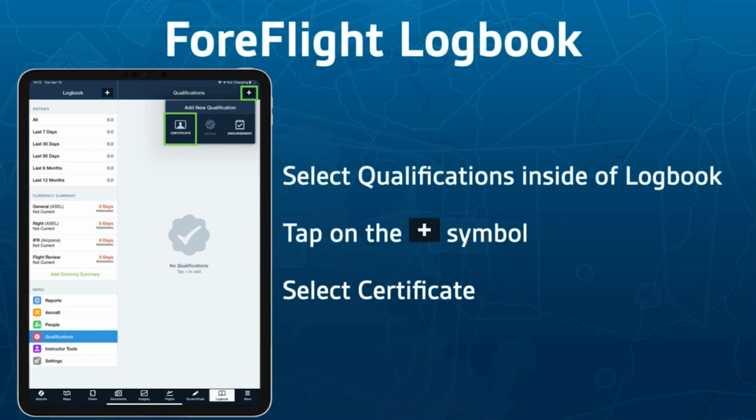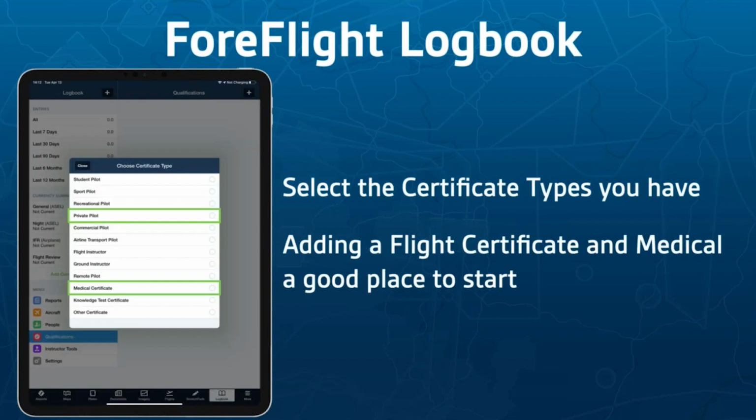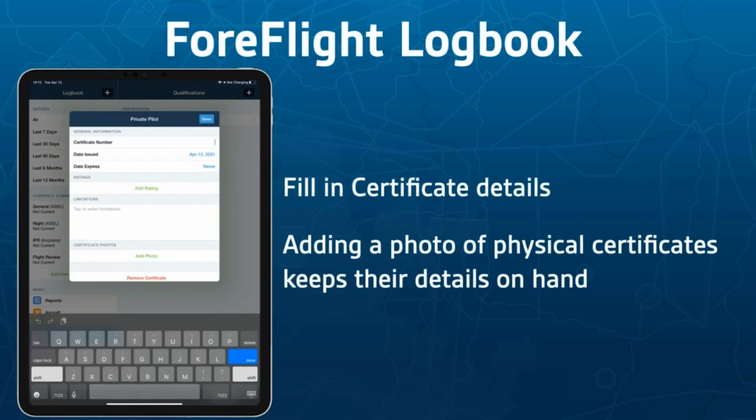If I navigate to the logbook tab, and then along the left-hand side, go down to the qualifications list, this is where I can put in things like my certificates or any endorsements or ratings that I might have. So I'm going to hit the plus button in the upper right-hand corner and then select certificates. Once I've brought up that box, I can select whatever certificates I might have for my logbook. So usually a flight certificate and a medical certificate is a great place to start. So I may add my private pilot and my medical certificate so that those are saved inside of my logbook.